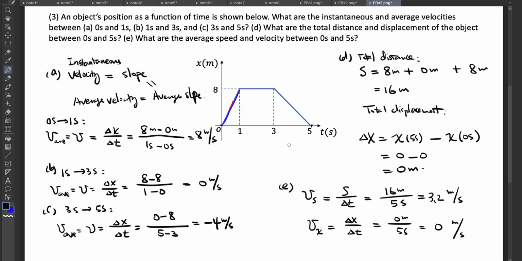Okay, so I hope that these practice problems clarify some conceptual understanding of the key quantities in kinematics.